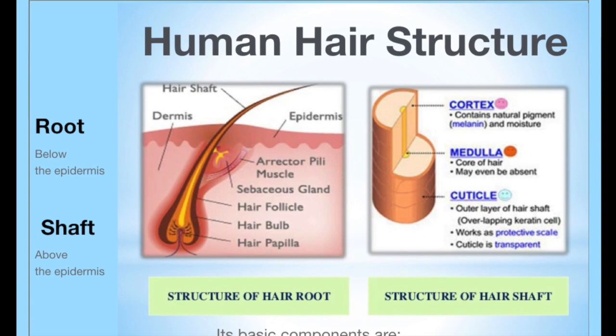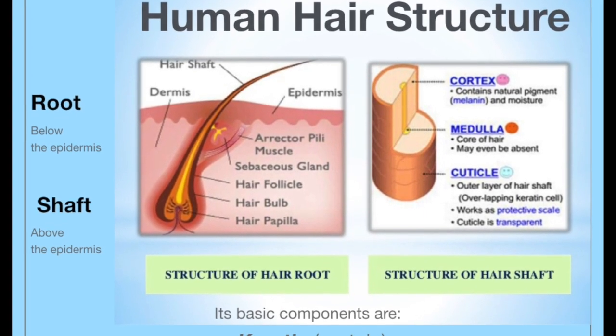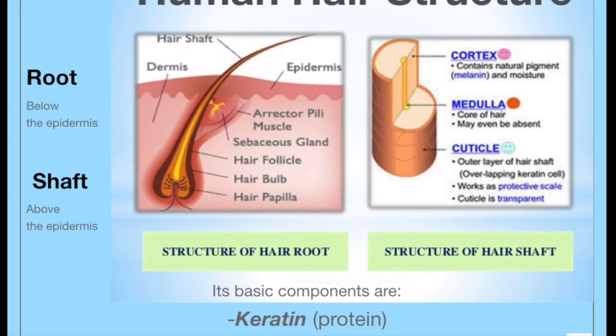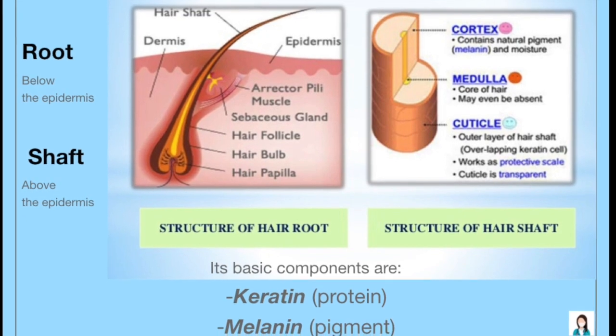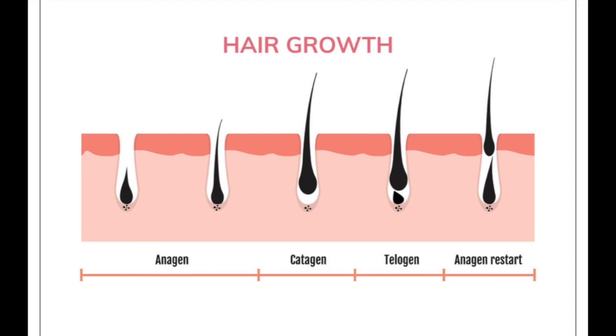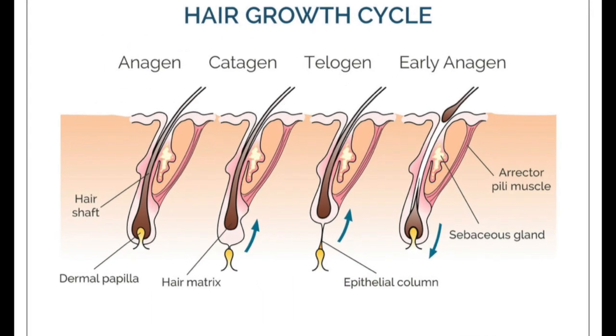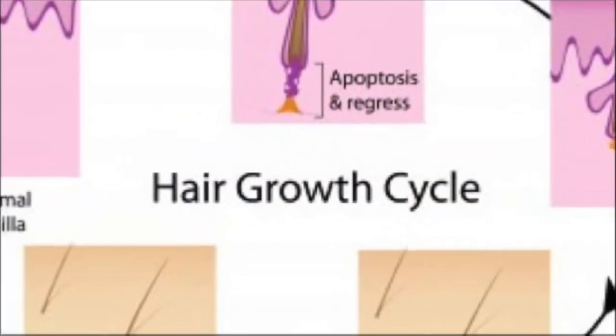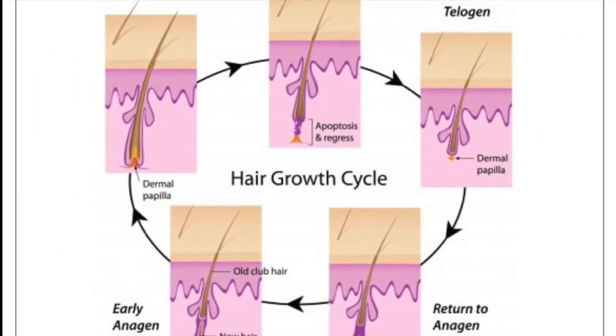The human hair structure consists of a root and a shaft, and its basic components are keratin and melanin. We've got 3 hair growth stages: anagen, catagen, and telogen. Hair growth stages repeat themselves in a cycle called the hair growth cycle.